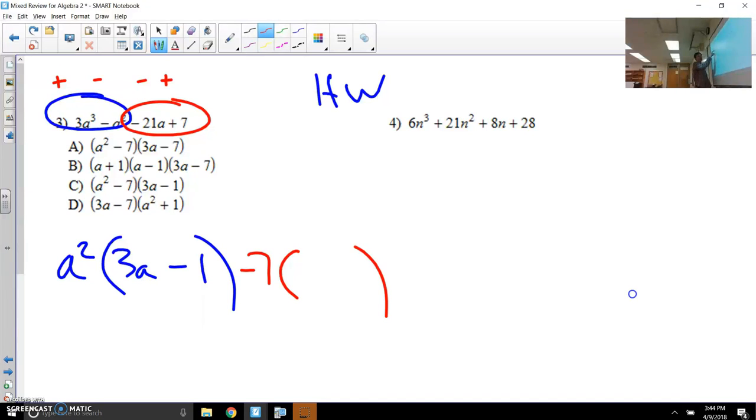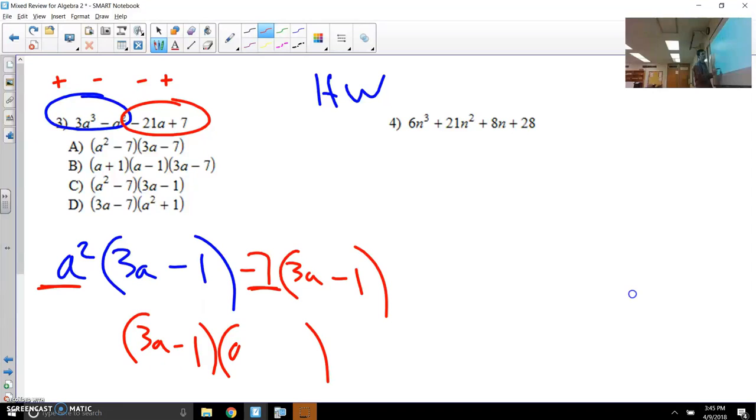So negative 21 divided by negative 7, that's positive 3. And 7 divided by negative 7 makes negative 1. So there's your 3a minus 1. That seems to be repeating. And then the other part is a squared minus 7. And this can be written in either order, and so that's why C is the correct answer.